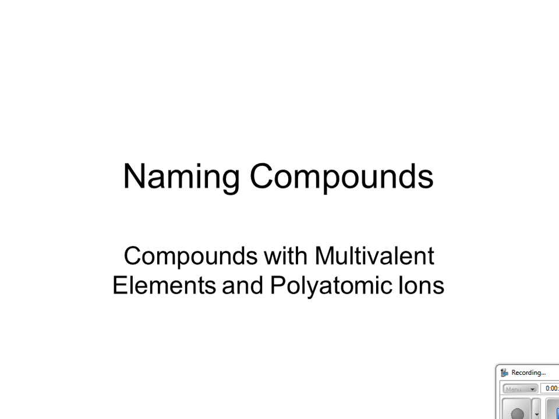In the previous video, we talked about naming ionic and molecular compounds, briefly got into how they look, the transfer of electrons, whether it was a cation or an anion, and how you change the ending of the second element, usually the non-metal when it comes to ionic, to -ide. Now with naming compounds today, we're going to go a little deeper, talk about a few more rules that are going to come into play, and start talking about multivalent elements and polyatomic ions.